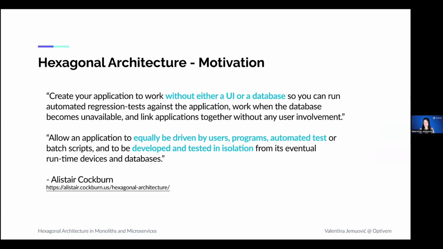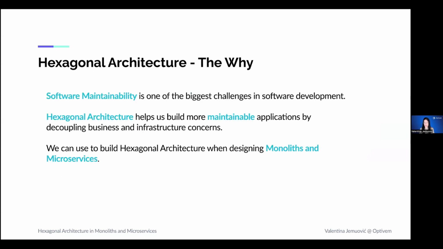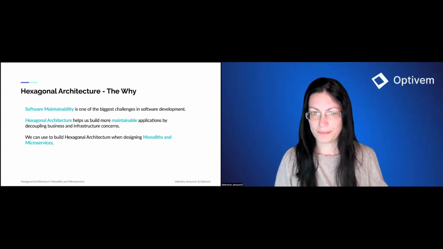The whole motivation behind hexagonal architecture is that we want to isolate our business logic, so the application representing the business logic, away from UI or databases, so that we can develop applications and test them in isolation from any of these I/O concerns. And this is typically really helpful in applications with higher business complexity. And this goes into the why behind hexagonal architecture.